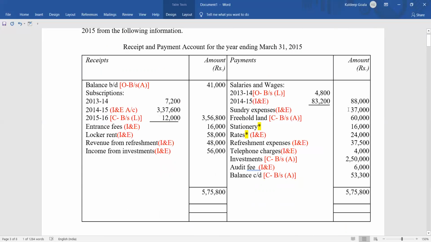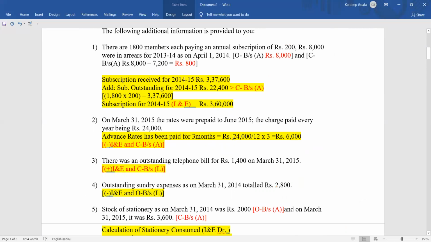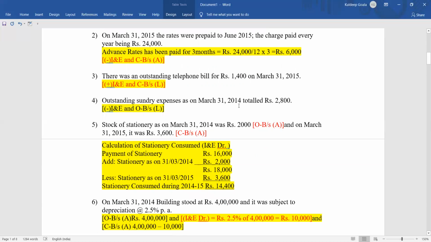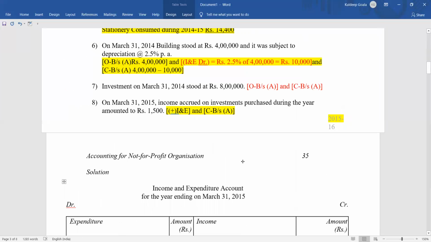Next one is sundry expenses of 37,000, and we saw there was an adjustment. What was the adjustment with sundry expenses? Outstanding for last year was 2,800, so that we have to deduct from the income and expenditure account, isn't it? So just write down: to sundry expenses, 37,000, less outstanding as on 31st March 2014, 2,800. The balancing figure of 34,200 will appear on the debit side of the income and expenditure account. Clear? Now going to the next item.